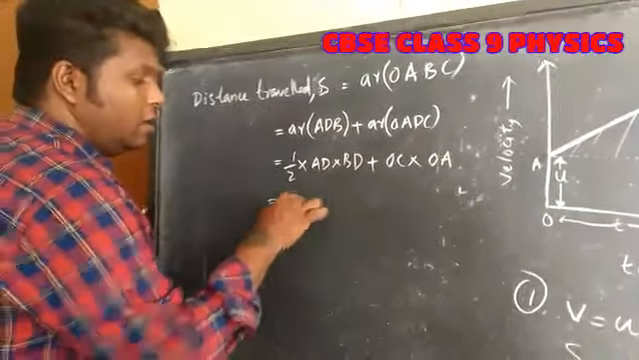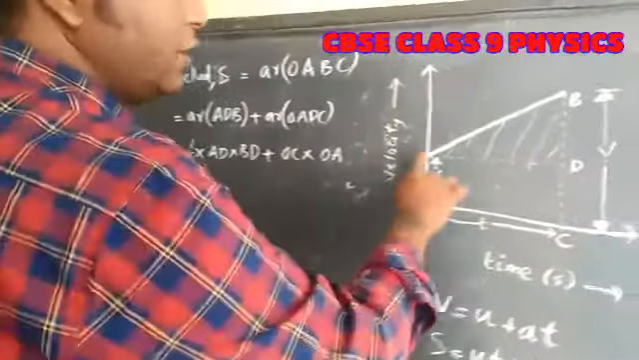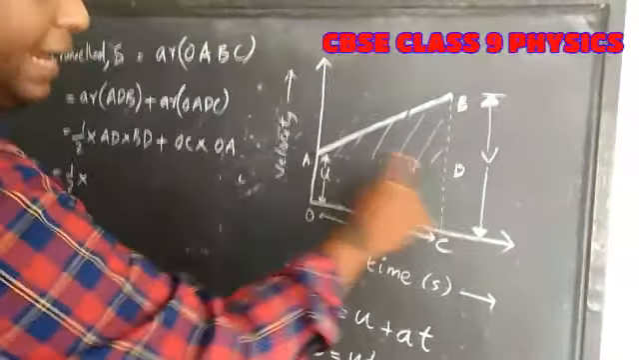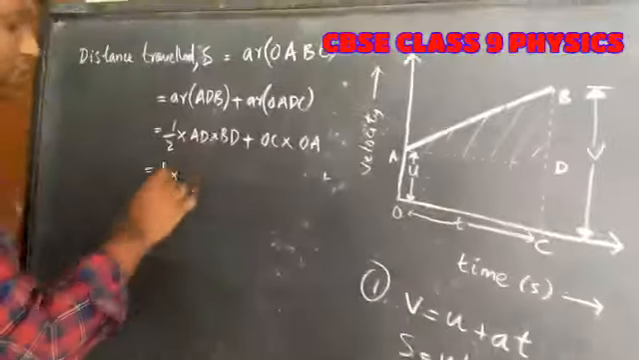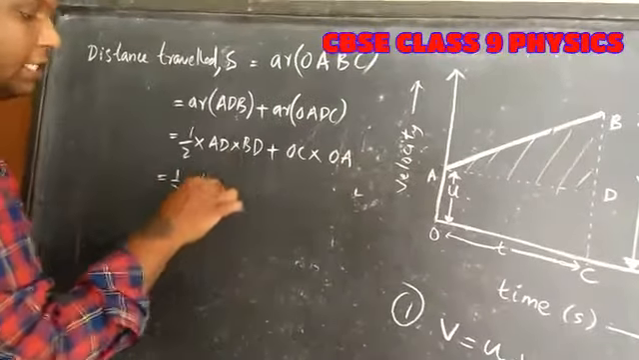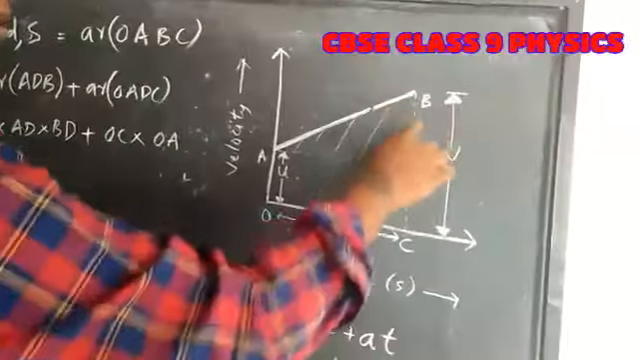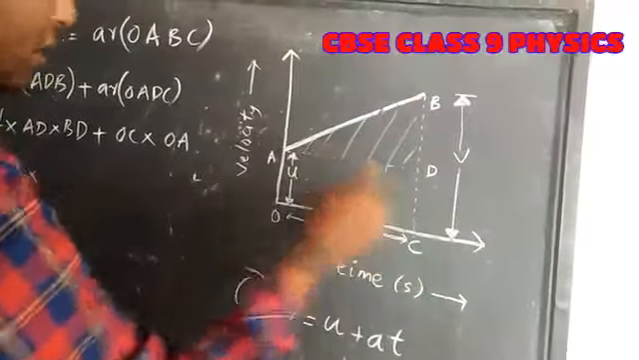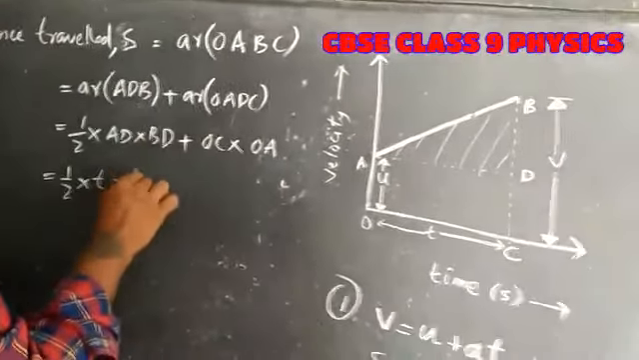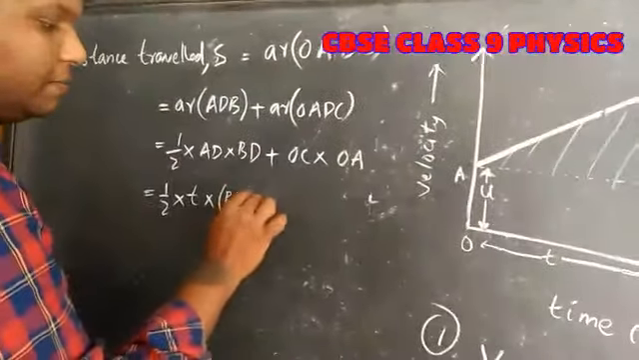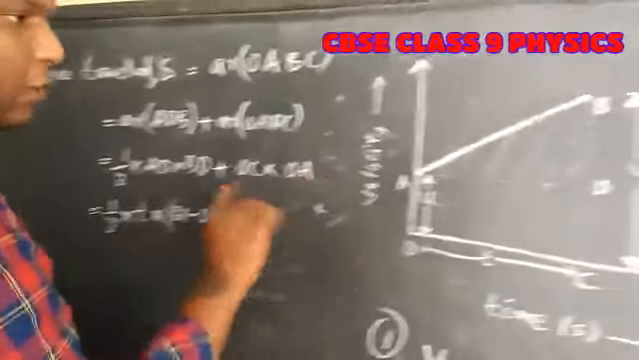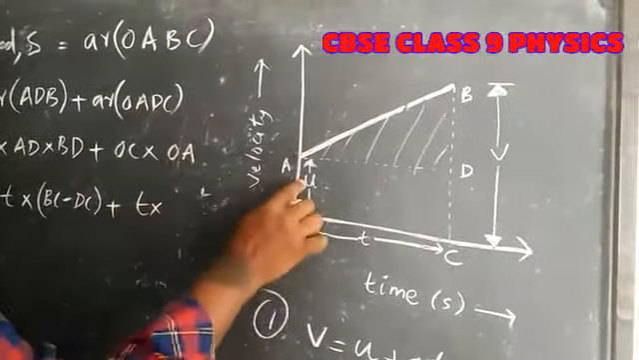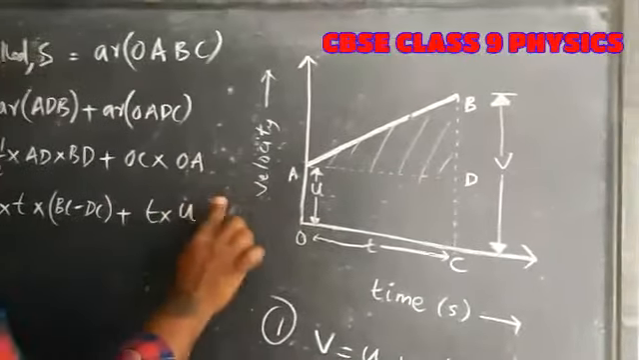That is equal to half into what is the AD? Already we have mentioned in the previous proof, AD is the time itself. So instead of AD, I am writing T, into what is BD? BD will be BC minus DC. So BD we can write as BC minus DC, plus what is OC? OC is the time, into what is OA? OA is the initial velocity U.